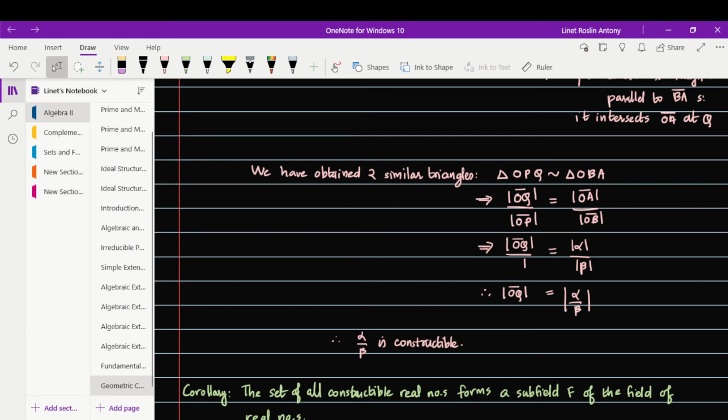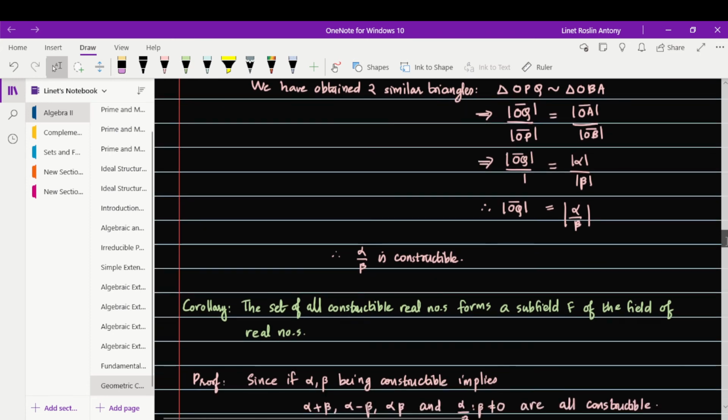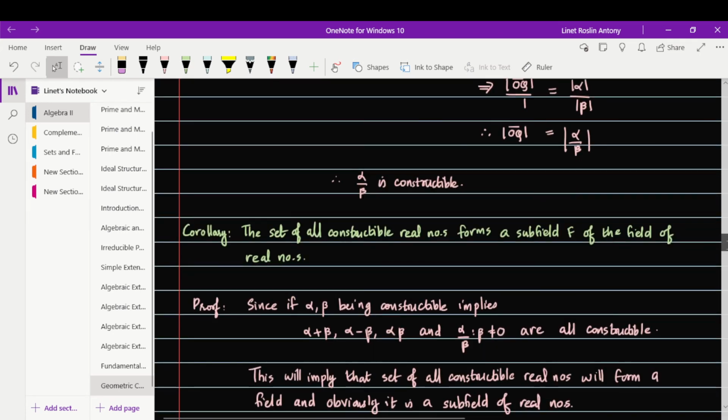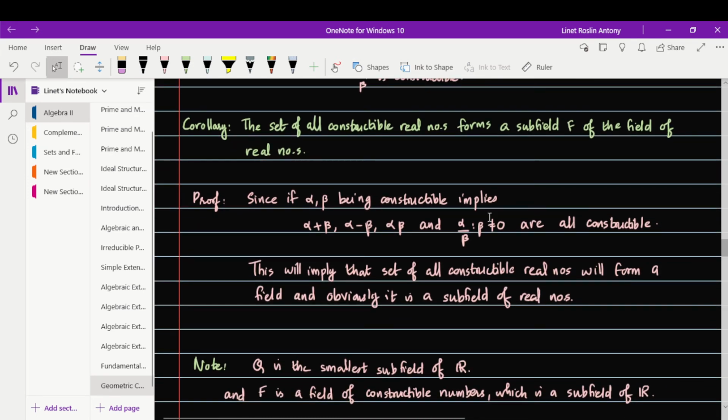So we are done with the theorem easily. So the adding, subtracting, multiplication and product and the quotient, all of them are constructible. Now let's see a corollary of this theorem. The set of all constructible real numbers forms a subfield F of the field of real numbers.